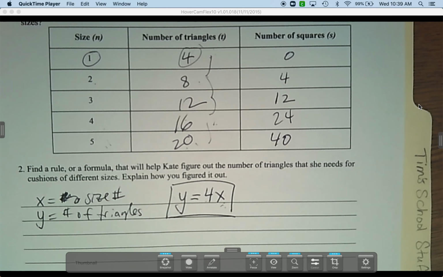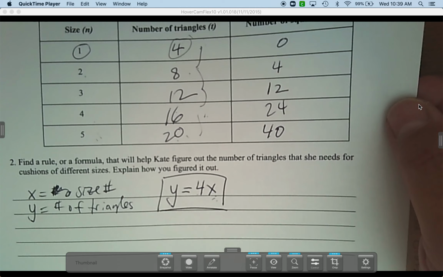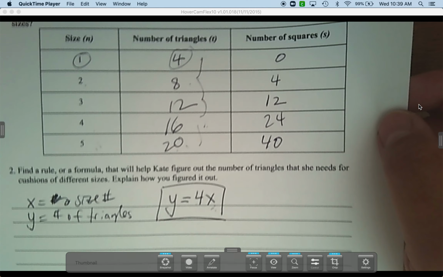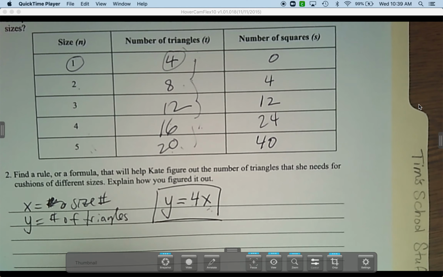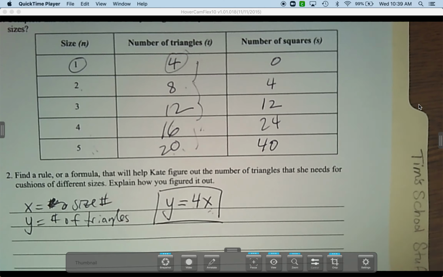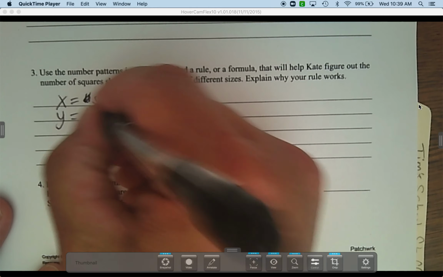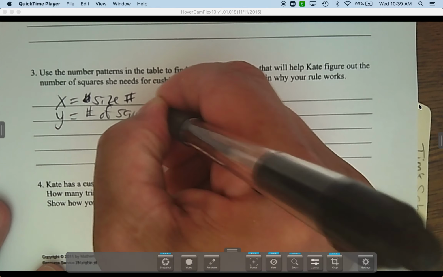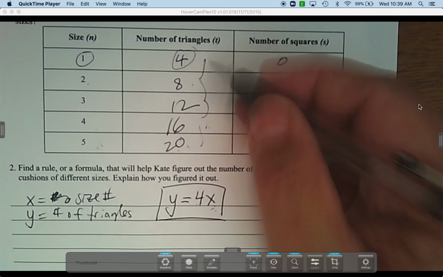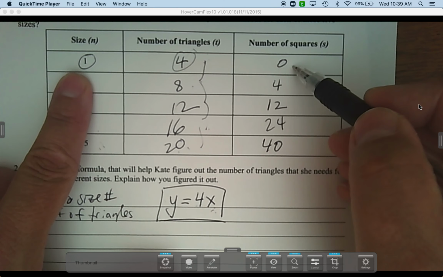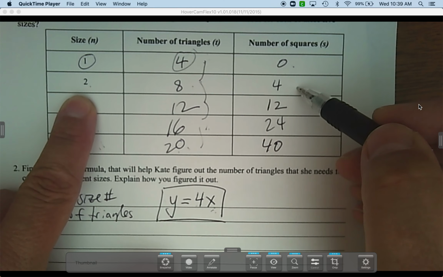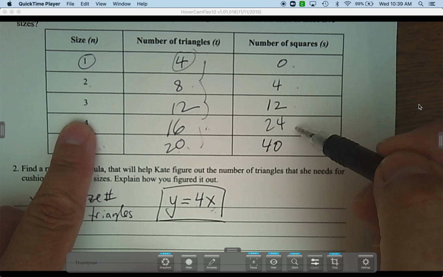Number 3 will be more challenging, but we're going to do it together. Number 3 is use the number of patterns to find a rule for how many squares you need. So for the number of squares, again, x is going to be the size number, and y is going to be the number of squares you need for that size number. So when I look at this table of values, I'm ignoring the middle column. For 1, I'd need no squares. Then 2, I need 4. And then 12, and then 24, and then 40.